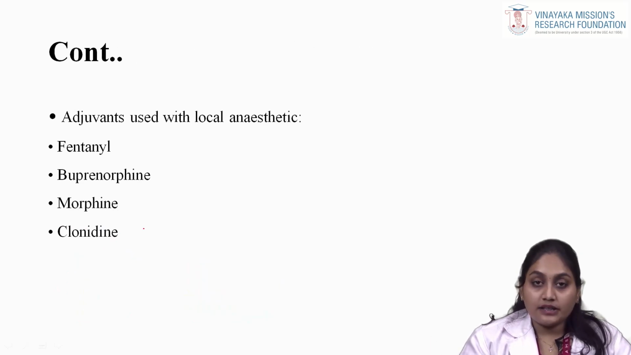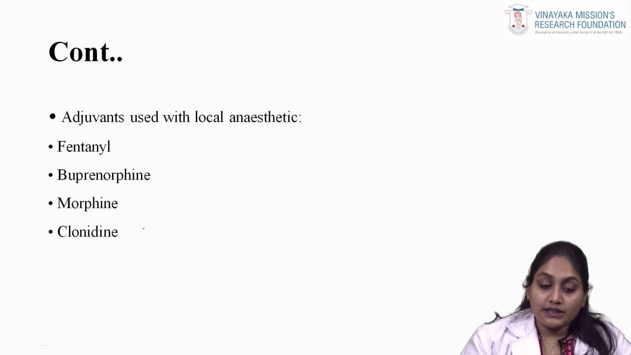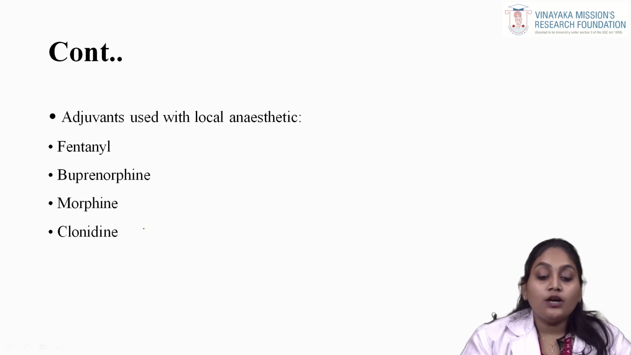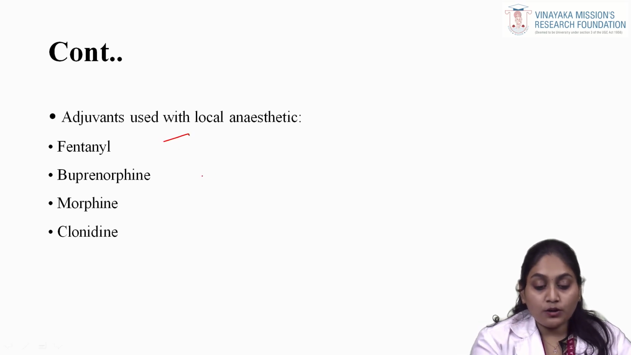We are using adjuvant drugs mixed with the local anesthetic drug. Why we are adding adjuvant means to increase the time duration and effectiveness of spinal anesthesia. The commonly used adjuvants are fentanyl, buprenorphine, morphine and clonidine.